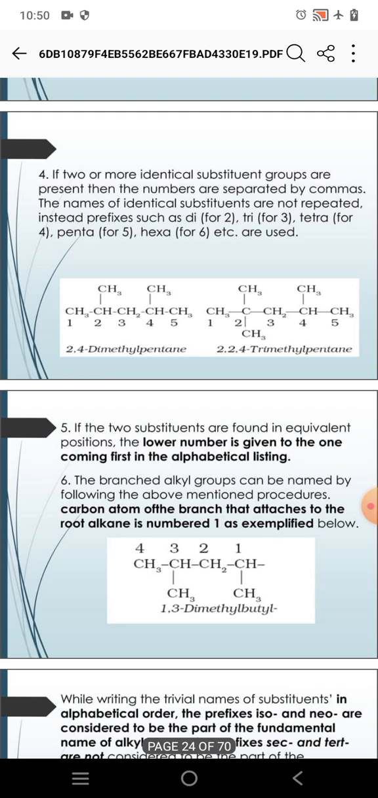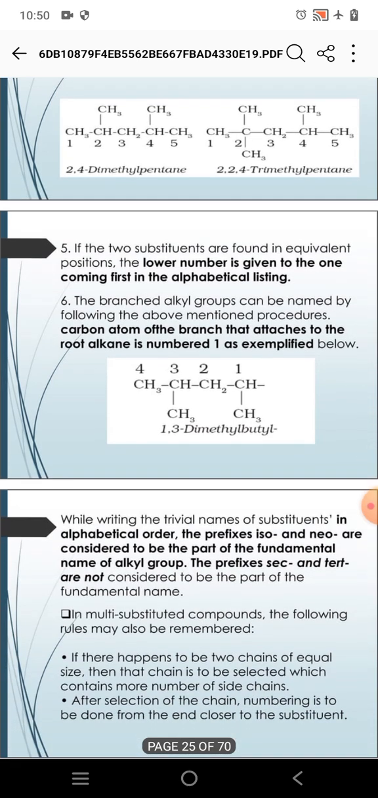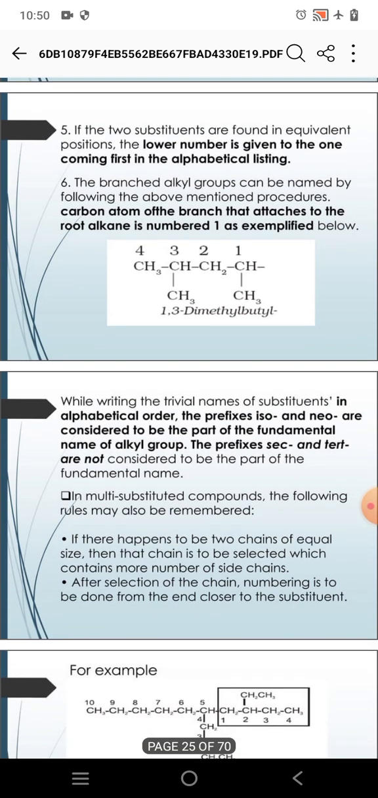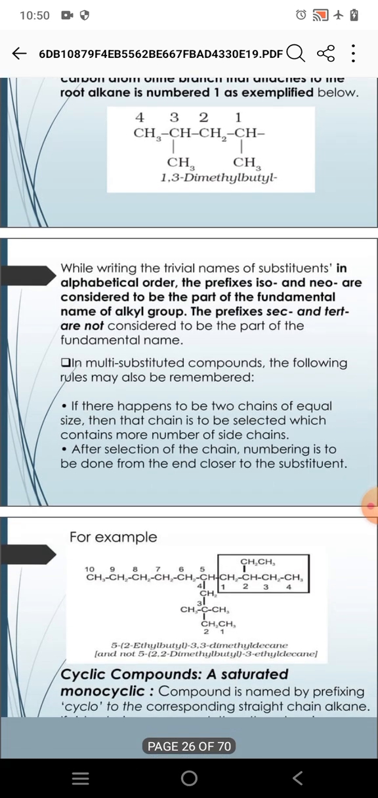And another example is 2,2,4-trimethylpentane. Next, if two substituents are in equivalent positions, the lower number is given to the one coming first in alphabetical order. The branched alkyl group can be named by following the above-mentioned procedures. The carbon atom of the branch that is attached to the root alkane is numbered 1, as exemplified below. There is 1,3-dimethylbutyl.